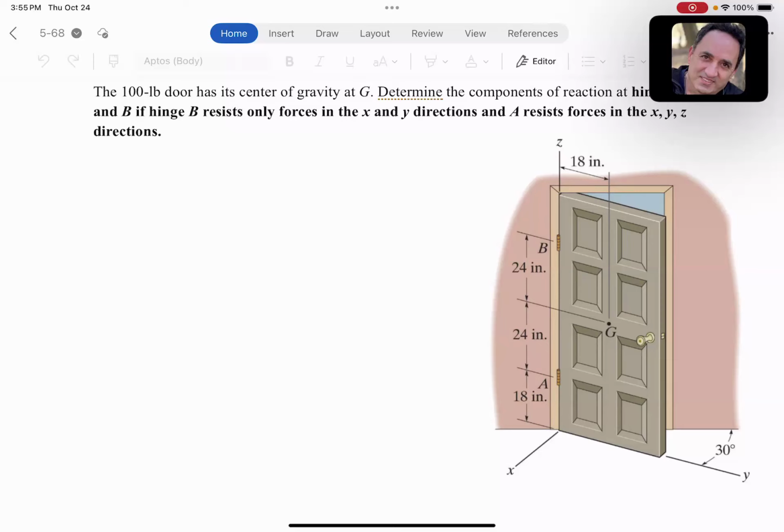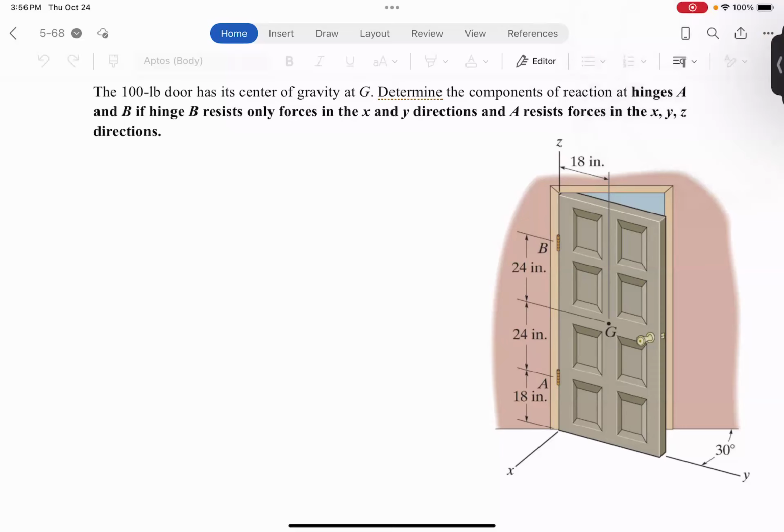And I'm here with another problem related to the topic of rigid body equilibrium. It's a three-dimensional problem, as you can see, and obviously related to the subject of statics. So let's look at the problem statement.